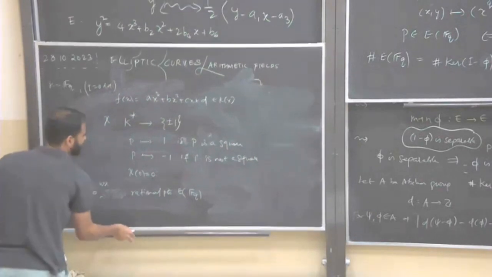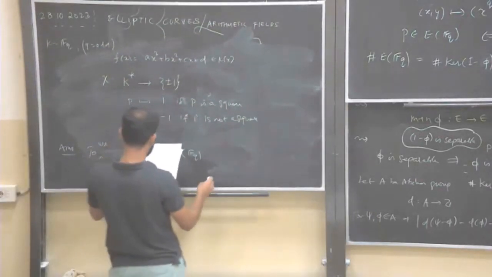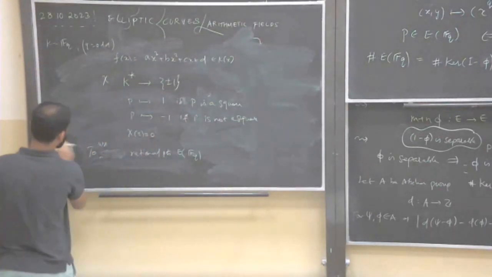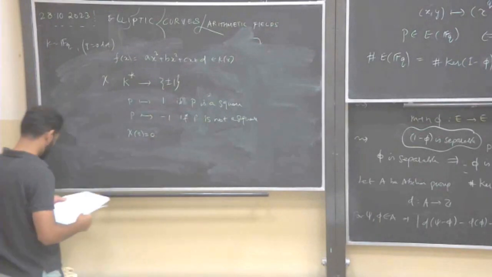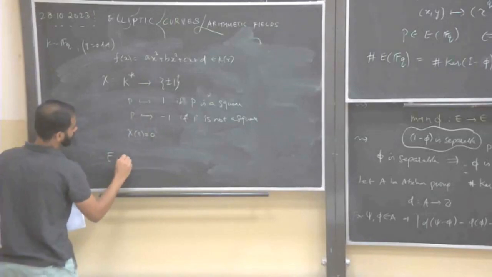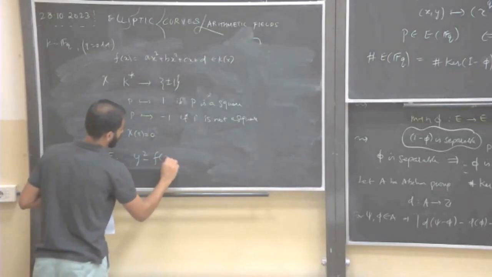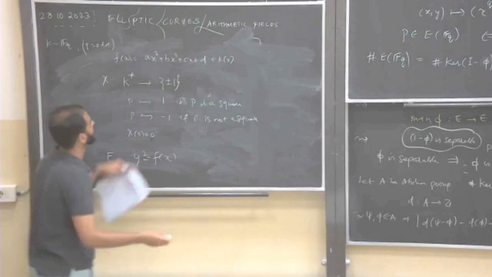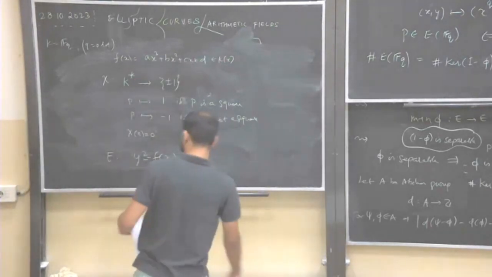Okay, so we're going to use this Hasse-Weil theorem. Okay, perfect. So using this f, one can define an elliptic curve, just let y squared be f of x.